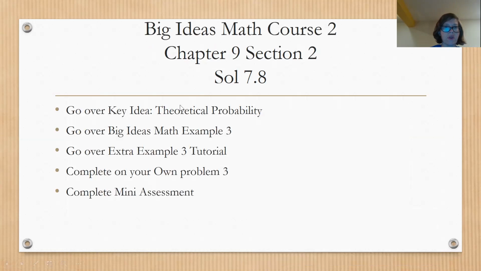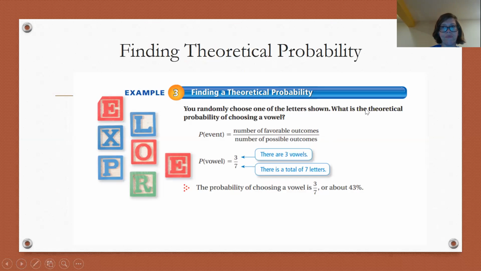All right, so we've gone over the key idea. Now we're going to look at Big Ideas, example 3 from chapter 9, section 2, finding theoretical probability. Here is our example. It says you randomly choose one of the letters shown. So here are the letters. What is the theoretical probability of choosing a vowel? Again, you're going to use P, or probability of the event, equals the ratio of favorable outcomes over possible outcomes.